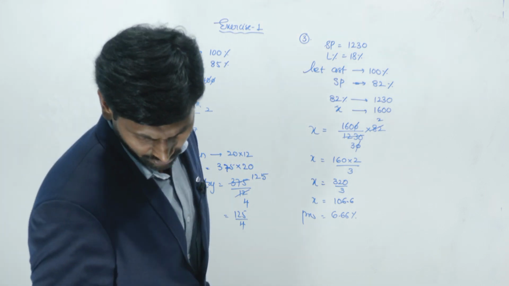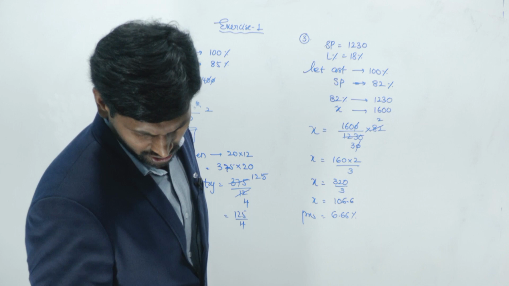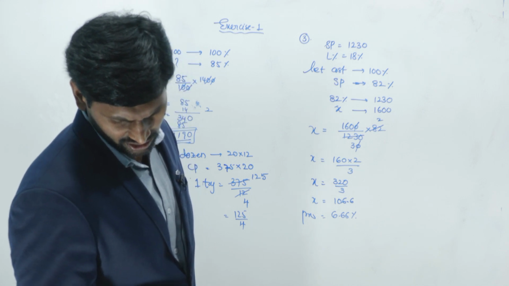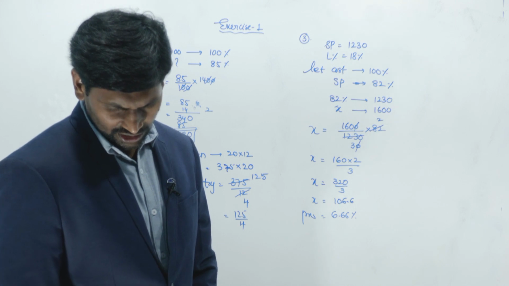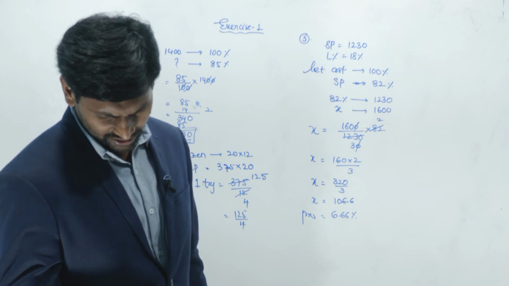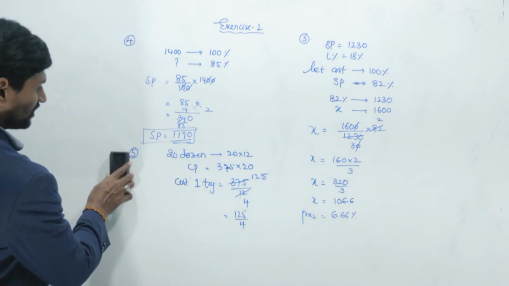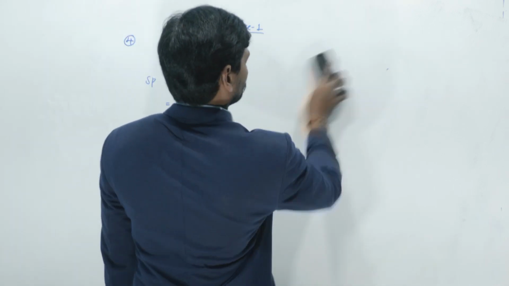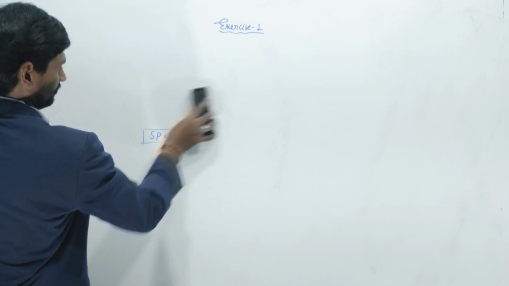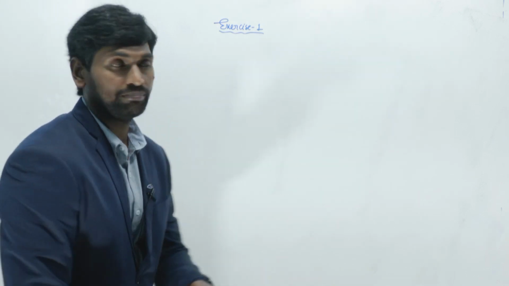And he sold it for, each one of them is sold at the rate of 33 rupees. What is the profit percentage? Okay, so let me tell you once again. Problem number 5.